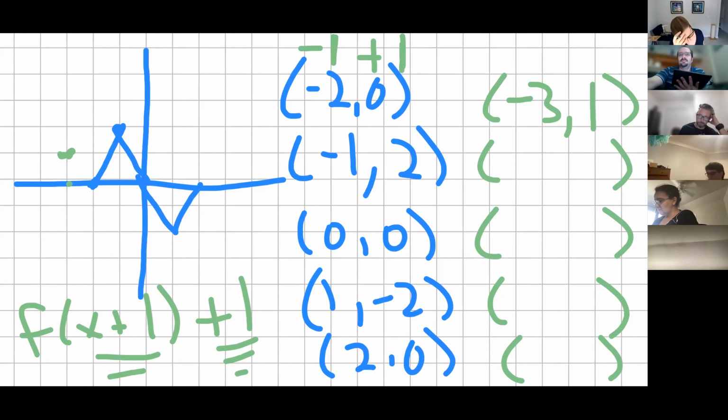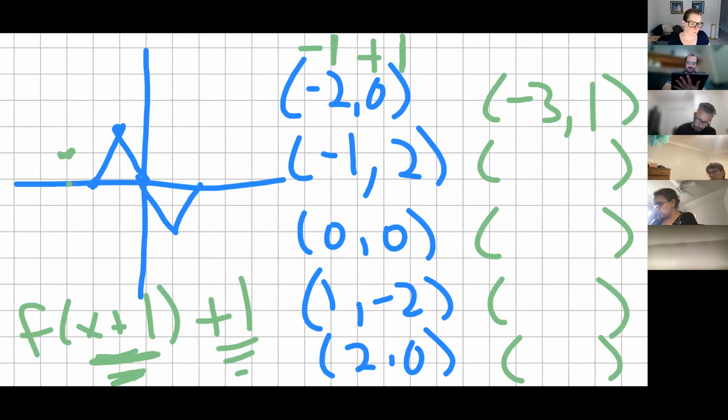Who's next? Jerry, are you around? Yeah, I got confused after you explained how you got -3 and 1. I don't know how you got that point. All right, so we're moving this thing. This x plus 1 tells me I'm moving it to the left, right? And so if I take a -2, 0 and I move it to the left, what is that new x value over here? It'll be -3. So I'm moving from a -2 to -3. And then if I move it up 1 is the next step.